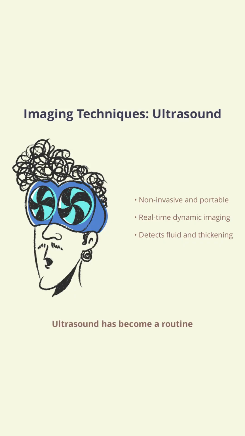Ultrasound has become a routine tool for evaluating wrist tendons. It's non-invasive, portable, and provides real-time dynamic assessment. High-frequency probes offer excellent spatial resolution, making it possible to see even subtle changes in tendon structure. Ultrasound can detect thickening, fluid, and blood flow changes, which are important in diagnosing conditions like tenosynovitis. Its ability to compare both wrists side by side is especially useful in clinical practice.